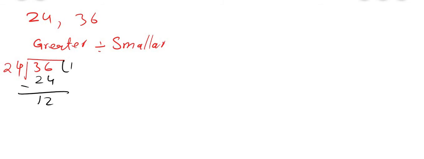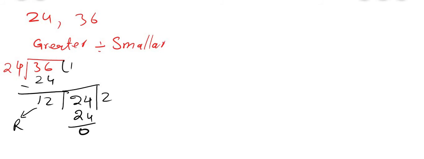Now this is your remainder. Then take the remainder as the divisor, now 12, and the dividend is 24. What number do you multiply by 12 to give 24? Multiply by 2, it becomes 24, so we get 0. You have to continue until you get 0 here. Then the last remainder is basically your HCF. So the HCF for this part is 12.